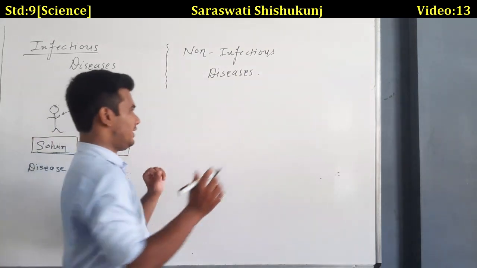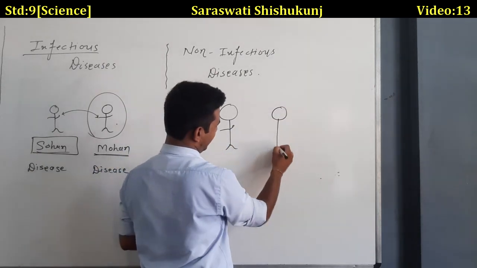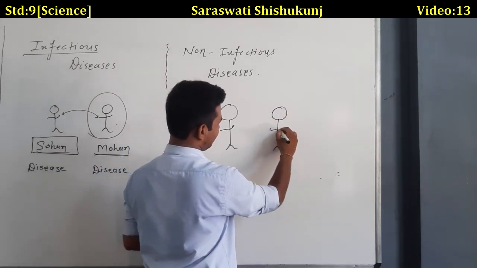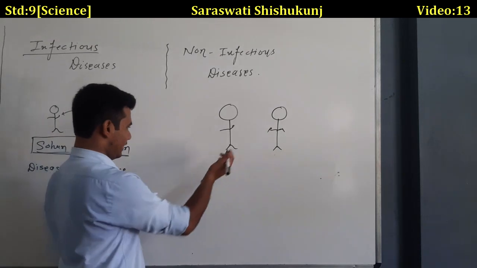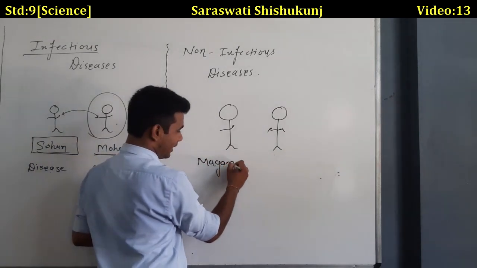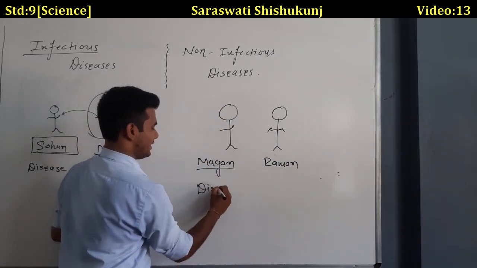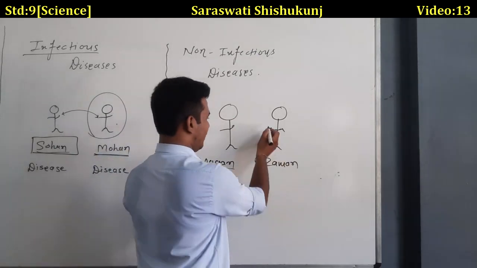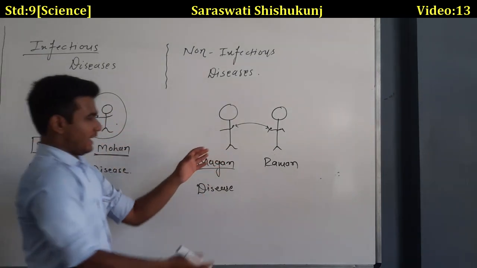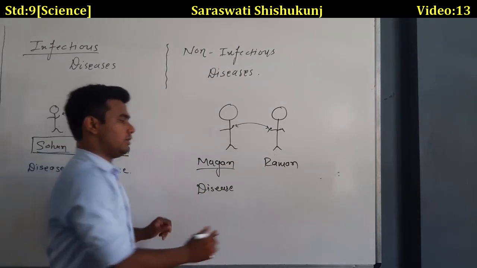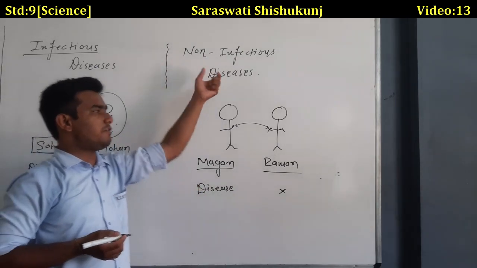While in a non-infectional disease, again, if we consider two other friends, right? Now, we will give them names, we can say that this is Magan and this is Raman. Magan is suffering from some disease, right? And Raman and Magan, both are very close friends as Sohan and Mohan. Even though Raman is in contact with Magan, Raman will not get the disease by which Magan is suffering. So this disease is called a non-infectional disease, right?